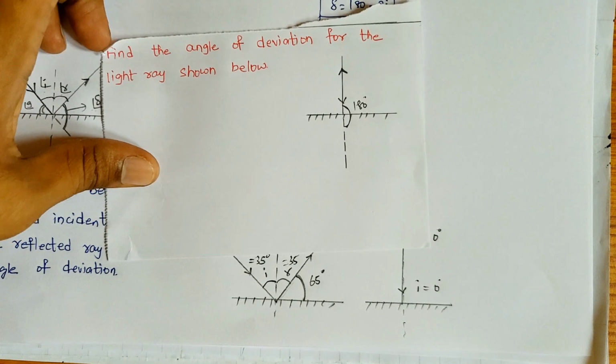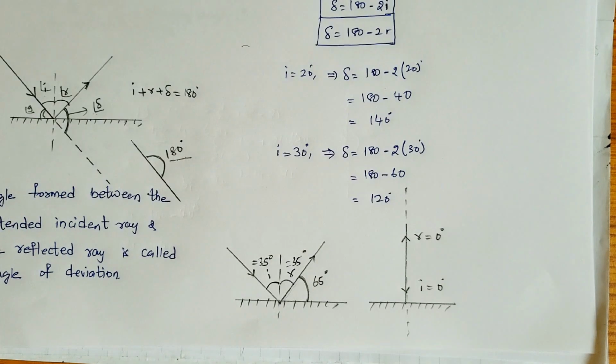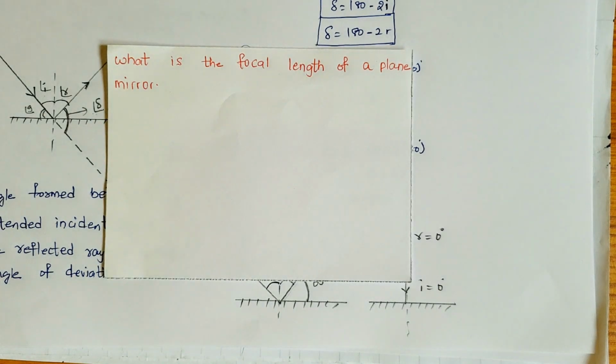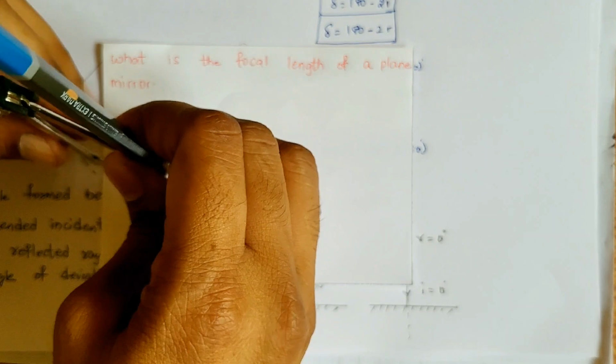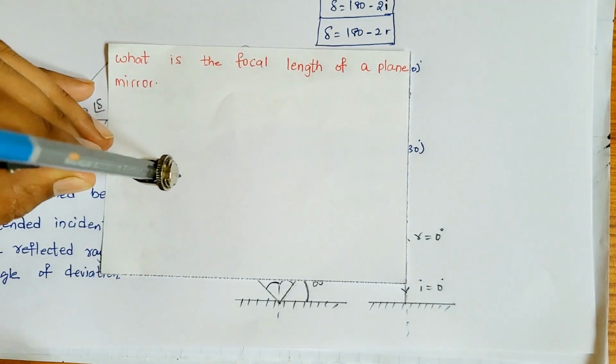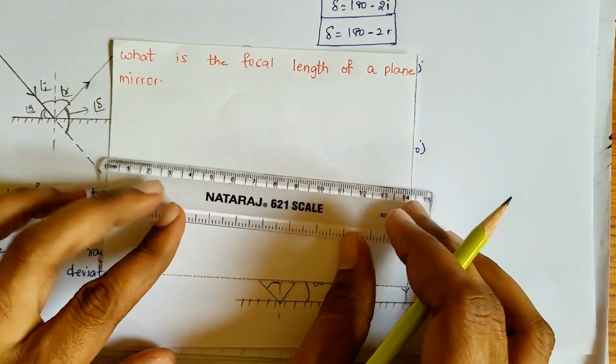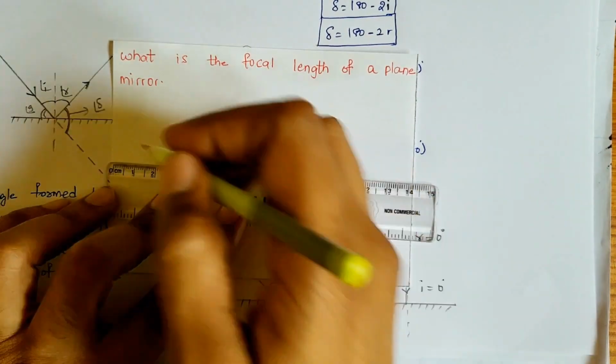Now the next question: what is the focal length of a plane mirror? See, if you imagine a spherical mirror, either a concave mirror or a convex mirror, the mirror will be like this, correct? Imagine this is the center of curvature. First, let us take a straight line as the principal axis.